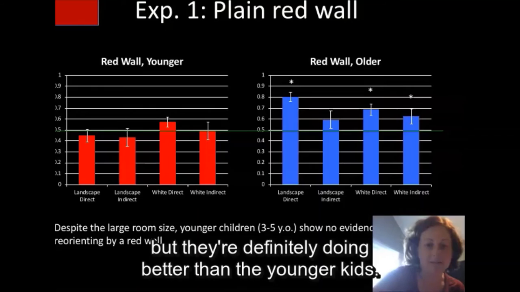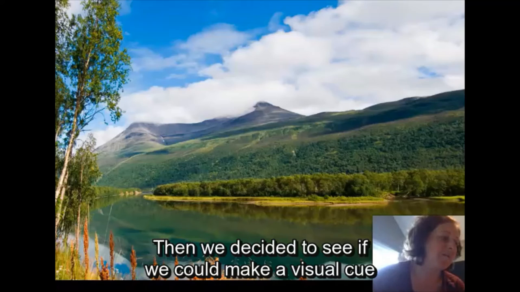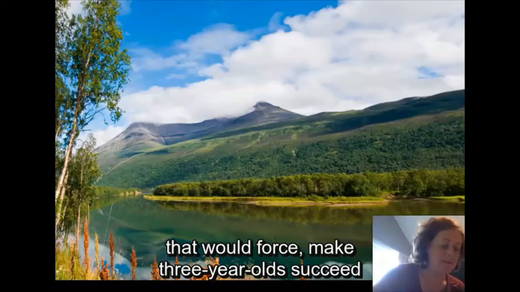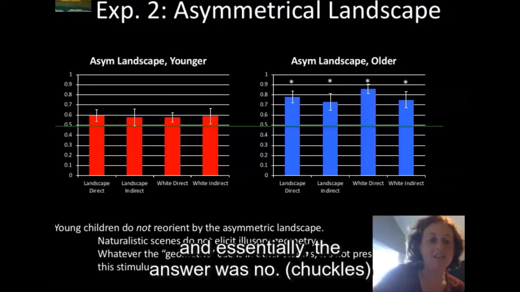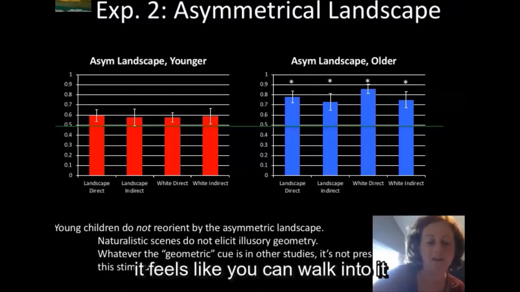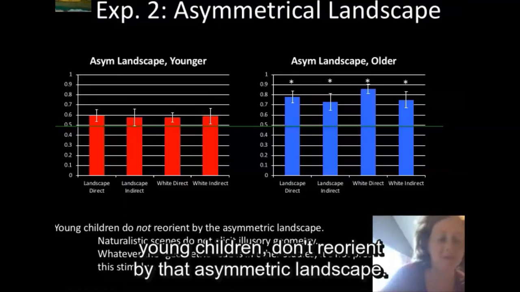Then we decided to see if we could make a visual cue that would elicit geometry-like performance. In other words, could we have illusory geometry that would make three-year-olds succeed on a task in this paradigm? And essentially, the answer was no. Even with this giant, beautiful mural, which has lots of properties of natural scenes and an environmental boundary and depth and all this stuff, it feels like you can walk into it like a Mary Poppins video, young children don't reorient by that asymmetric landscape. That naturalistic scene doesn't elicit illusory geometry.